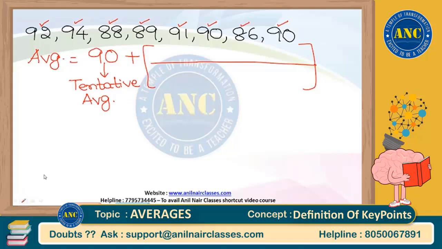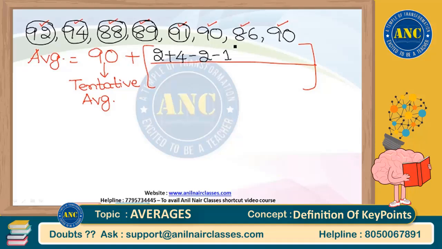Now if I assume the average as 90, first number is 92. 92 is how much more than 90? 92 is 2 more than 90. Write down 2. Second number is 94. It is 4 more than 90. Write down 4. Next is 88. It is 2 less than 90. It is minus 2. 89 is 1 less than 90. It is minus 1. 91 is 1 more than 90. It is plus 1. 90 is 0 more than 90. It is 0. 86 is 4 less than 90. It is minus 4. 90 is 0 more than 90. It is 0. Whole thing divided by how many terms?